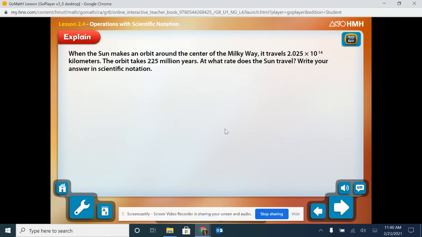Numbers in scientific notation can be multiplied and divided directly by using properties of exponents. You can use these skills in a question like this. When the Sun makes an orbit around the center of the Milky Way, it travels 2 and 25 thousandths times 10 to the 14th power kilometers. The orbit takes 225 million years. At what rate does the Sun travel? Write your answer in scientific notation.